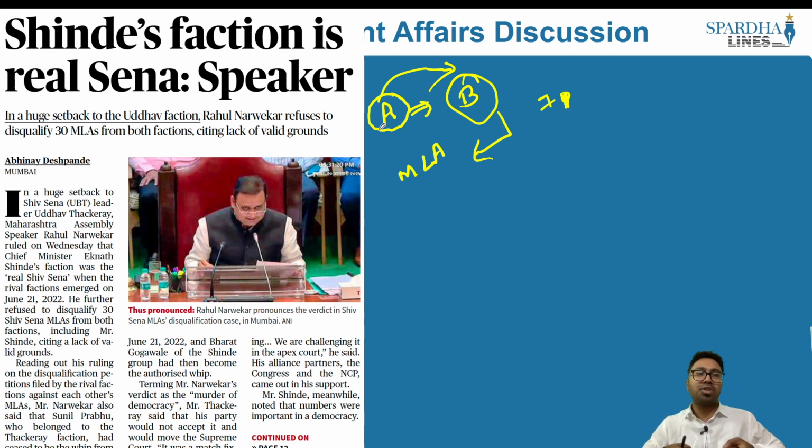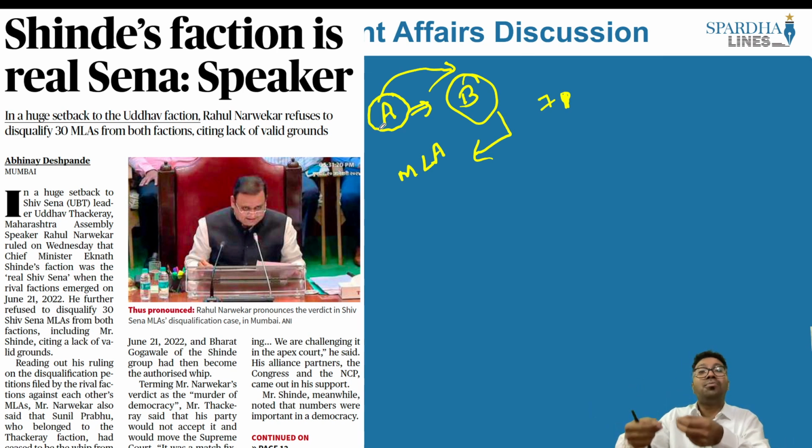Why do they join hands with the BJP? That is because they basically feel that they have an ideology which is not in line with the ideology of the Congress and the NCP, and is more in terms of what BJP stands for. So the faction led by Eknath Shinde ji joins hands with BJP, and ultimately they say that they have more numbers. They were able to show the numbers, and they form the government.